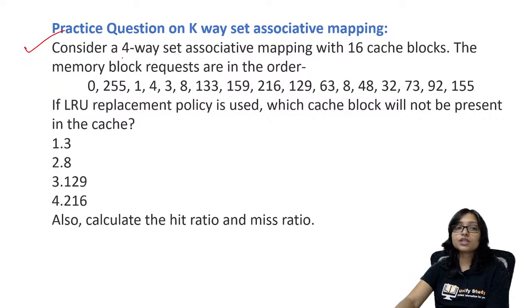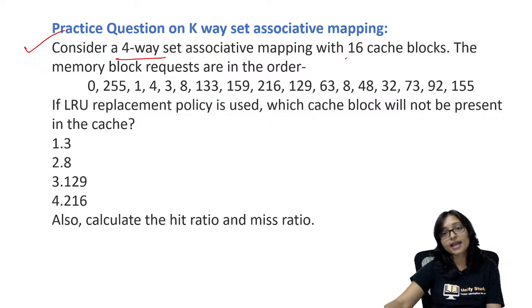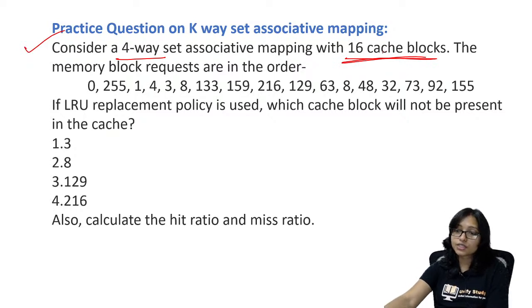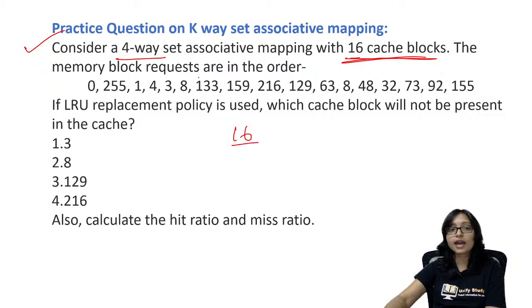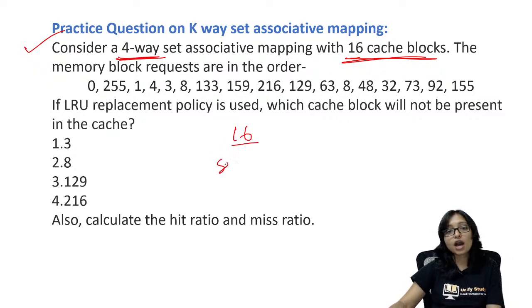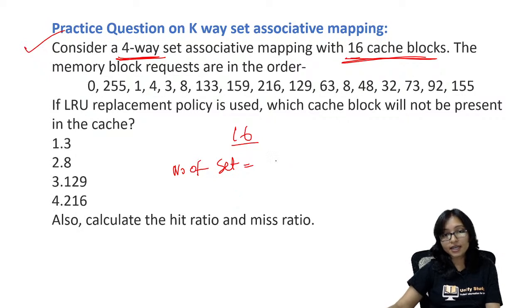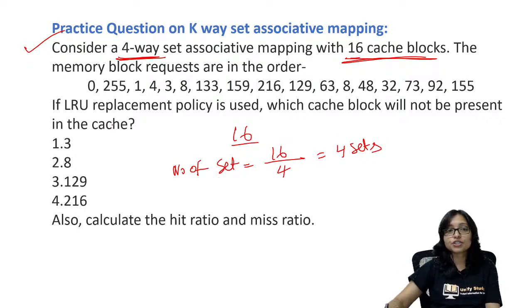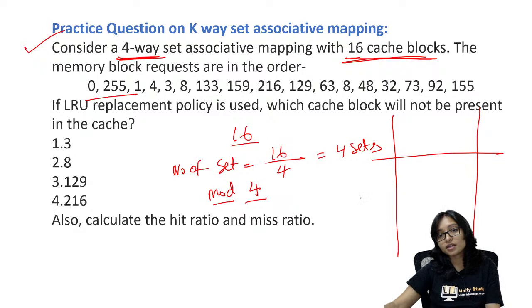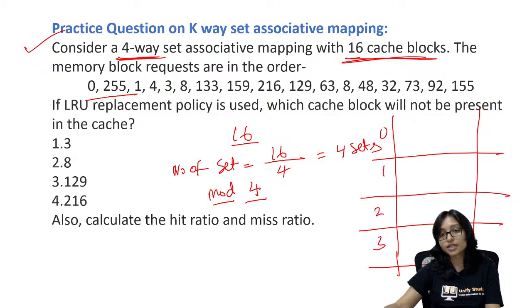Yes. So here is a question, you can see a 4-way set associative map and 16 cache blocks are there. So tell me, if there are 16 cache blocks and it is a 4-way set associative map, how many sets will be there? Tell me. It will definitely be 16 by 4, that is 4 sets. Now just do the mod operation, with 4, and these will be set 0, set 1, set 2, set 3, right?